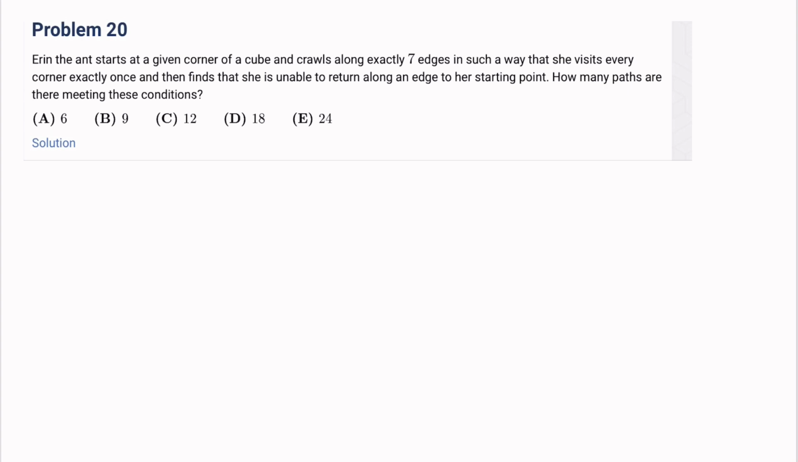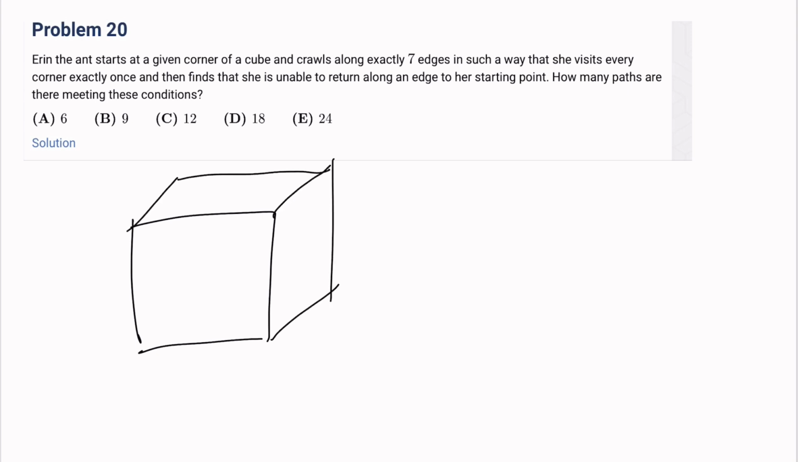Okay, so let's first draw a cube like this. These will be the visible parts and these will be the invisible parts, right? Let's say that Erin starts at this corner. When she crawls along all 7 edges, she cannot be here, here, or here, right? Where she can be is this point, this point, this point, or this point, right?